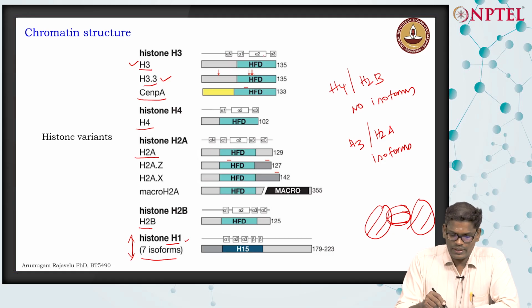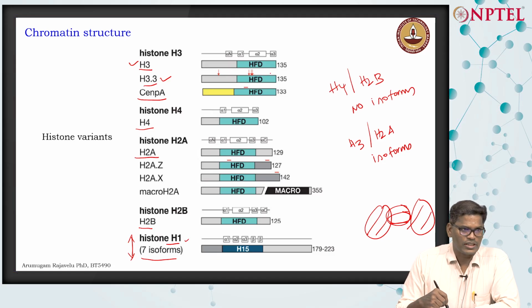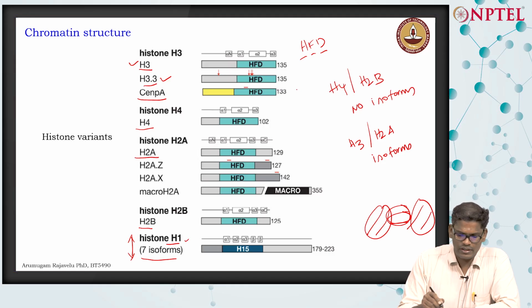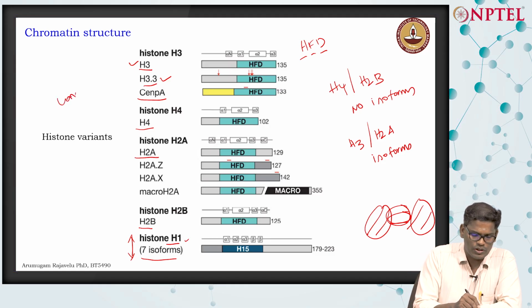If you look at the common structural organization of all the histone proteins, there is a domain called the HFD, the histone fold domain. This is the domain responsible for the histone core, along with the N-terminal regions. So the HFD is conserved across them, and CENP-A is a key variant present on the centromere.